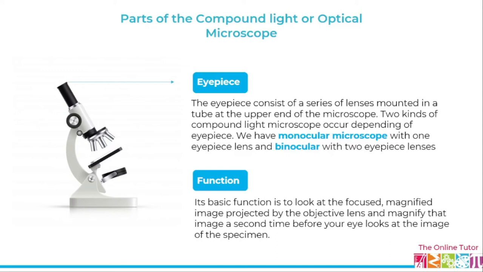So what is the function of the eyepiece? Its basic function is to look at the focused magnified image projected by the objective lenses and magnify that image a second time before your eye looks at the image of the specimen. So what it does is it magnifies the already magnified image by the objective lens, and it magnifies that image again into a much larger image for the viewer to be able to observe through the eyepiece. So that is the function of the eyepiece.